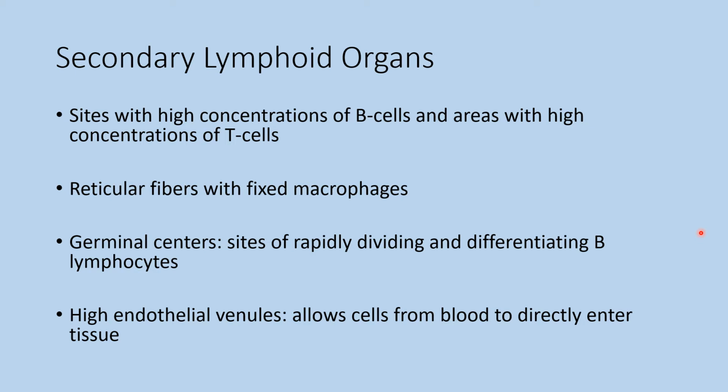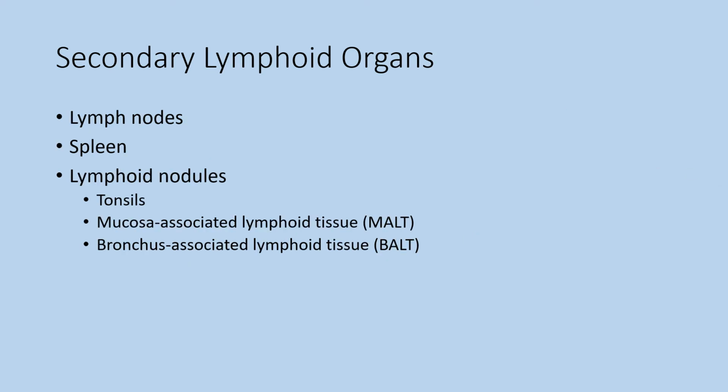And then you also, with secondary lymphoid organs, have high endothelial venules. This allows cells from the blood to directly enter into the tissues. So the secondary lymphoid organs would include things like the lymph nodes, the spleen, the lymphoid nodules, which would include things such as the tonsils, what we call MALT, mucosa-associated lymphoid tissue, and then the BALT, which is bronchus-associated lymphoid tissue.